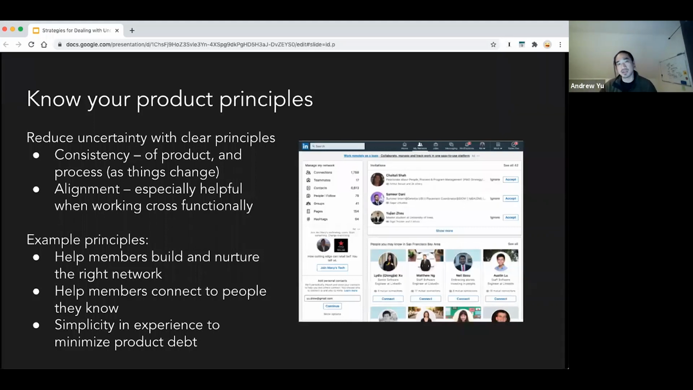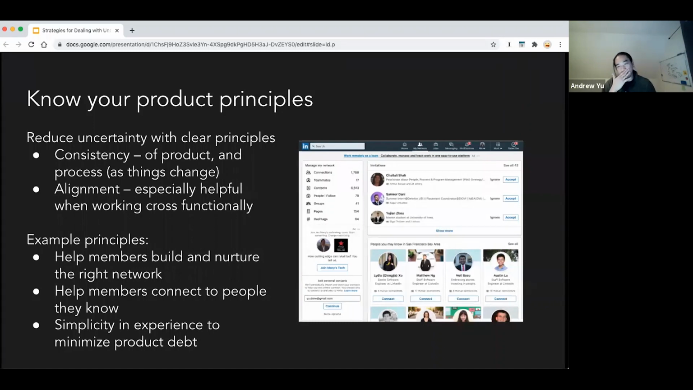But if you're just at odds and you're kind of bickering over little minute details without having product principles, it becomes really difficult to move forward. So here's some example of principles that we had on the My Network team. Help members build and nurture the right network. Help members connect to people they know, and then simplify the experience to minimize product debt.